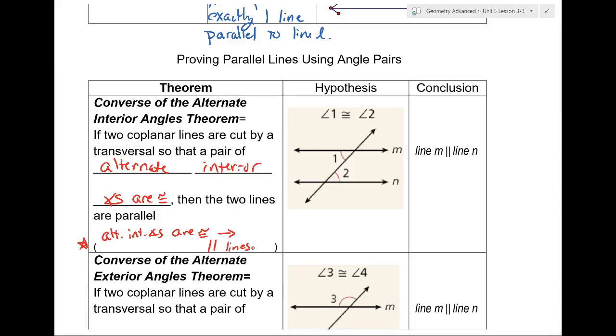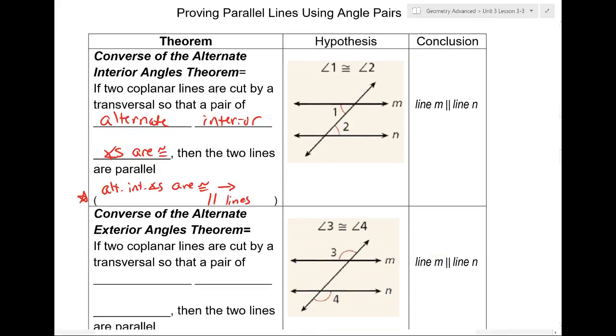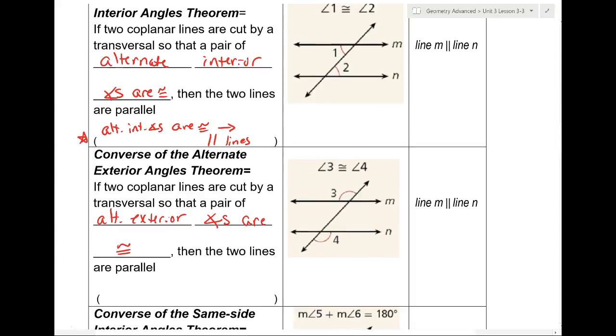Now, guys, what do you think it's going to be for the converse of the alternate exterior angles theorem? If two coplanar lines are cut by a transversal, so a pair of what? Yeah, alternate exterior angles. That should be an angle symbol, and that did not look like it. Angles are congruent, then the two lines are parallel.